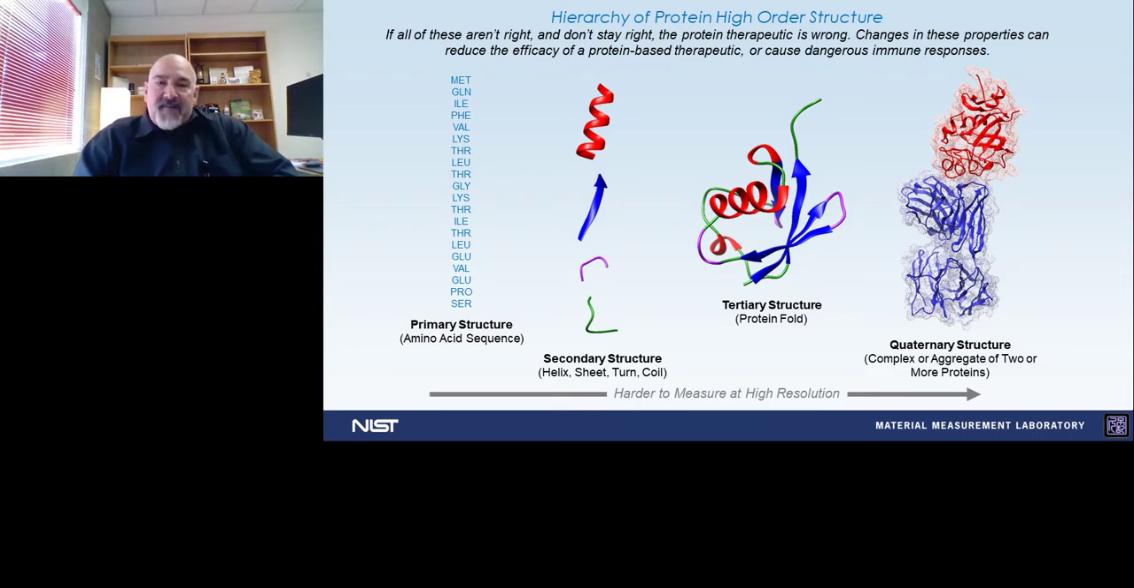So in the case of protein structure, or what we may also call high order structure, there's a hierarchy of organization, starting with the primary sequence, the secondary structure, small structural elements like helices and sheets, the overall fold of the protein, and then finally any complexes that the protein might form.